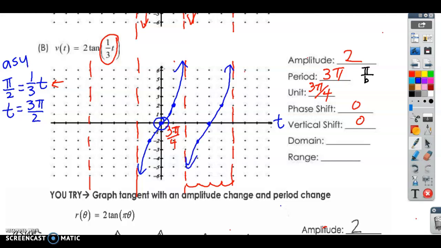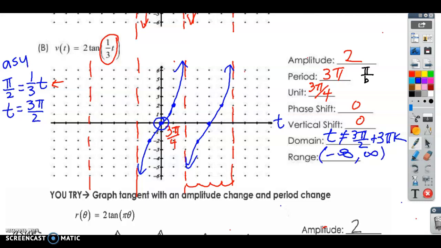Okay, the domain is x can't be, or sorry, t. Every time I erase, I have this problem. Okay, it's fine. T can't be 3 pi over 2, and again, you can pick whichever asymptote you want, plus the period times k, 3 pi k. Range, negative infinity to infinity.